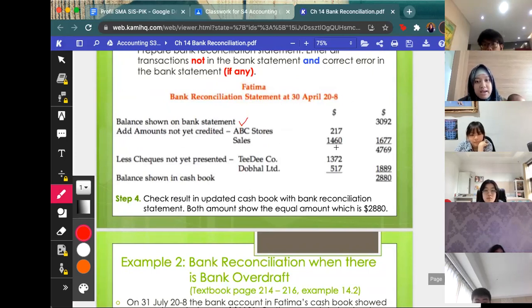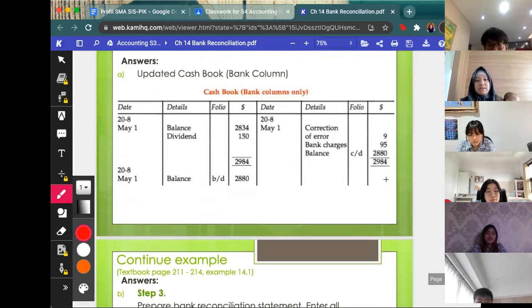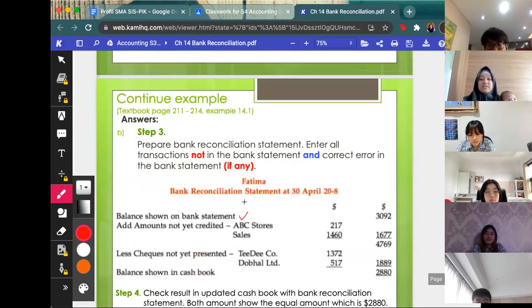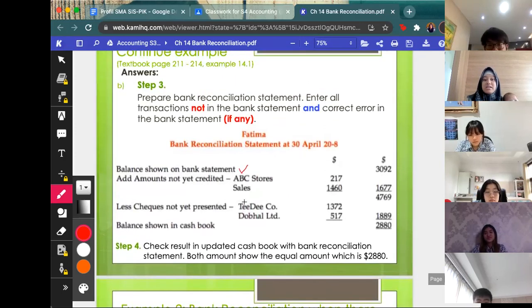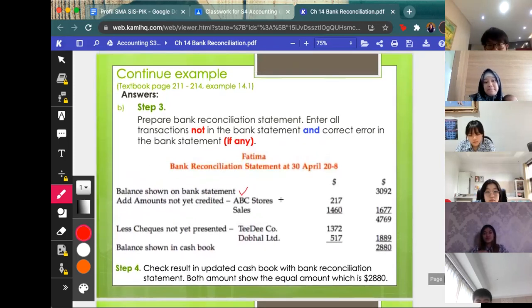So we add them, we deduct these two, and then at the end, the balance shown in the cash book is 2880. So step number 4: check the result in the updated cash book against the bank reconciliation statement. Both amounts show the equal amount, which is 2,880. Clear, yeah? So from the bank recon it is 2880, and from the cash book it is 2880. So they are equal. When it is equal, then your job is done. Okay.